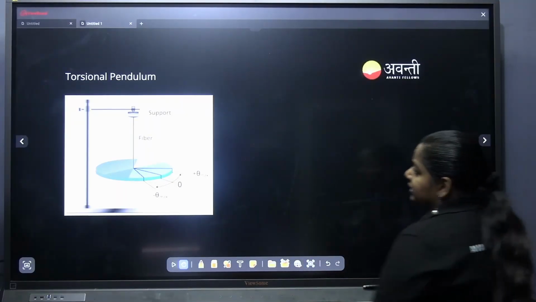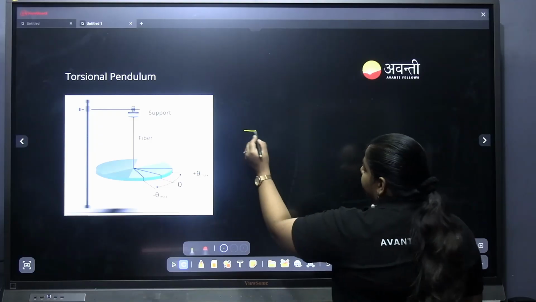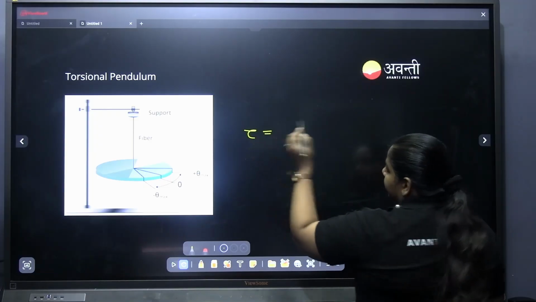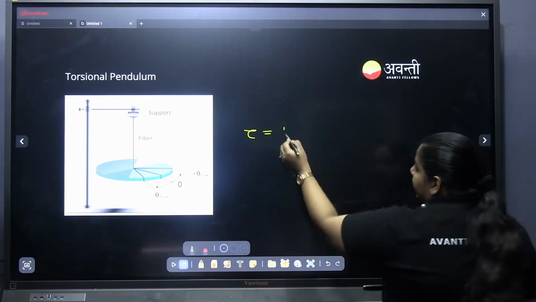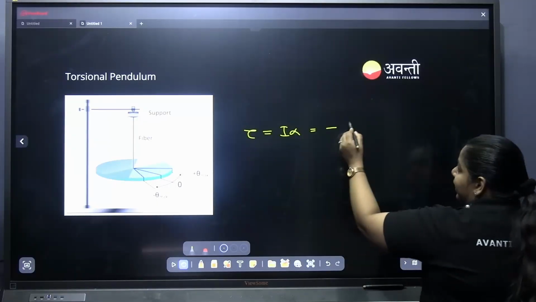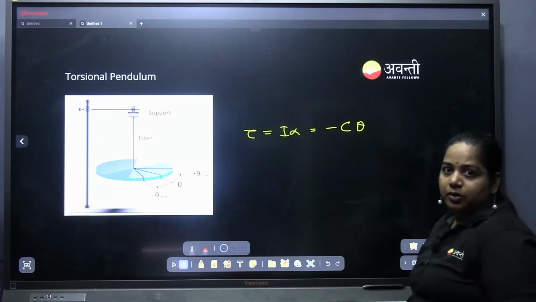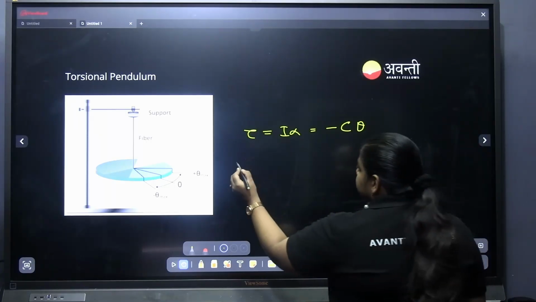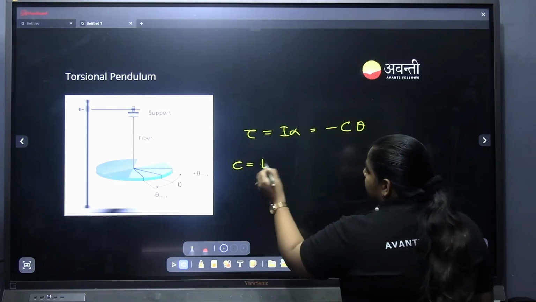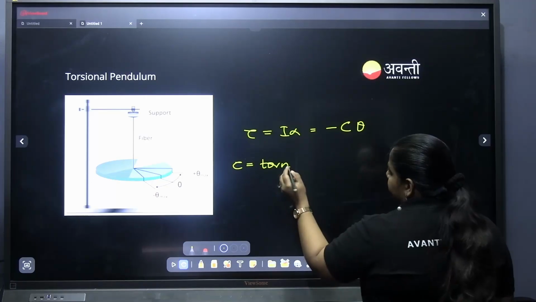In such a case, you will get torque equal to I alpha, which is equal to minus c theta. Here this c is called the torsional constant.